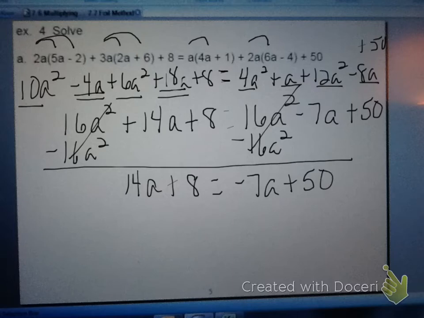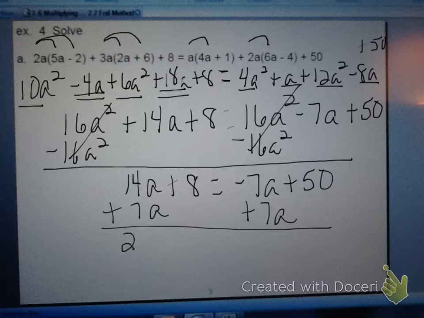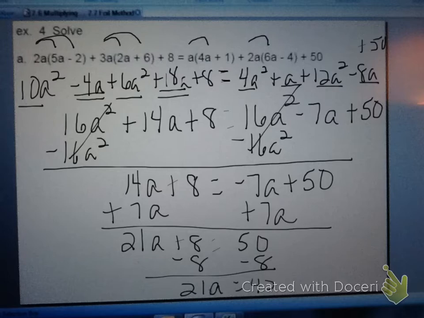Now I'm going to solve for a by adding 7a to both sides. Get 21a plus 8 is equal to 50. Subtract 8 on both sides. 21a is equal to 42. Divide both sides by 21, and 42 divided by 21 is 2.